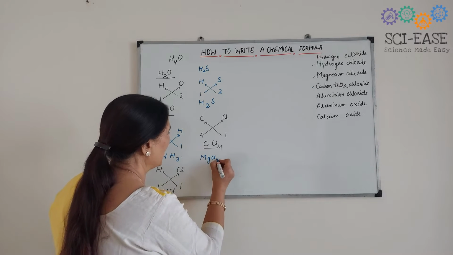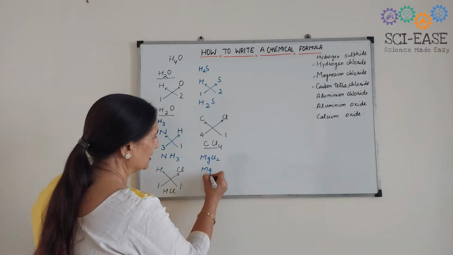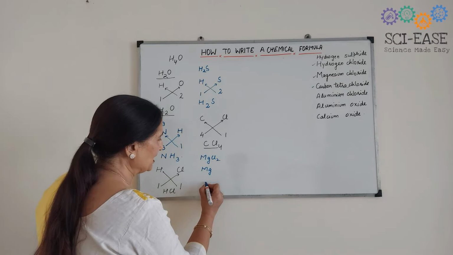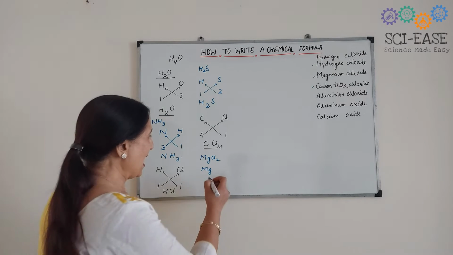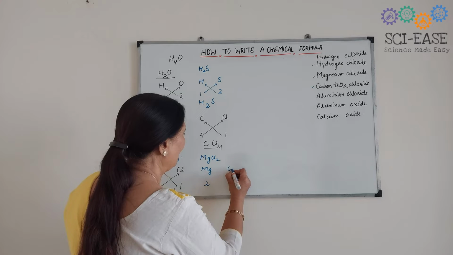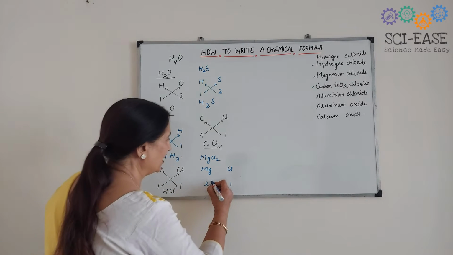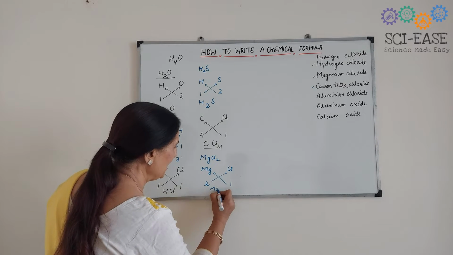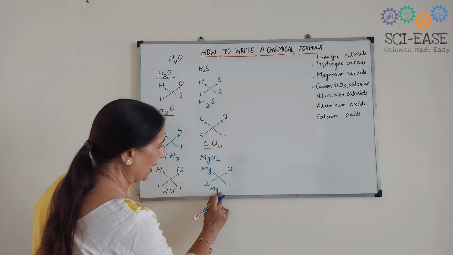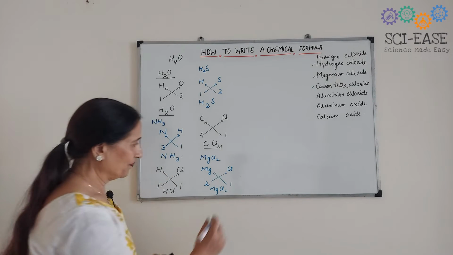Magnesium chloride. Magnesium has symbol Mg, valency 2. It is a divalent ion. And Cl has valency 1. Crisscross it. What will you get? Mg1, no need to write 1, Cl2.